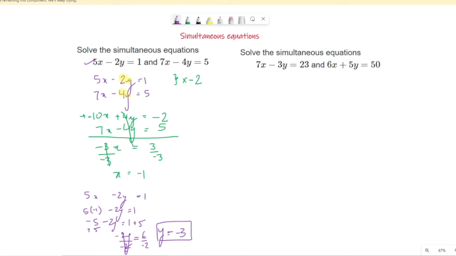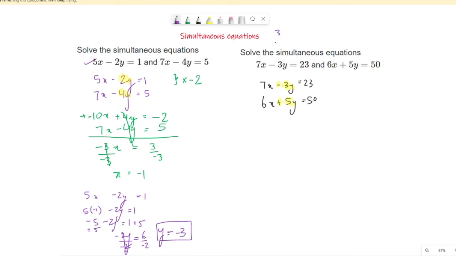And now the last type of question, which we can see, is 7x minus 3y equals 23, and 6x plus 5y equals 50. Here you can see it's very difficult to figure out which one to eliminate. You can eliminate x as well, or y, any variable. It's okay, it's up to you. You will get the same answer. But I can see that the y variables are already with opposite signs, so it's easy to change these. But in this case, you have to change both. So how to change both of them? You have to figure it out by using the lowest common multiple.